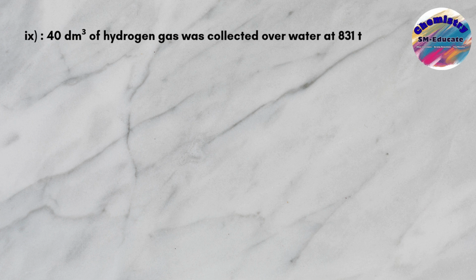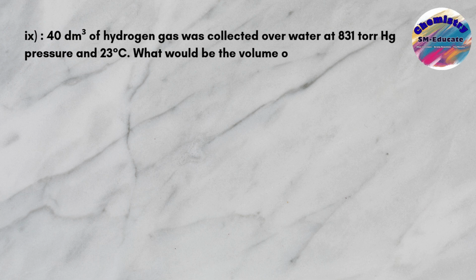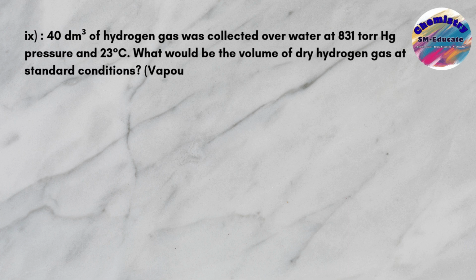Part 9. 40 decimeters cubed of hydrogen gas was collected over water at 831 torr mercury pressure and 23 degrees Celsius. What would be the volume of dry hydrogen gas at standard conditions? Vapor pressure of water at 23 degrees Celsius equals 21 torr.